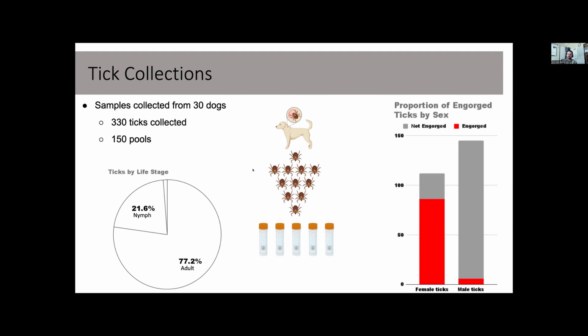We then took the 330 ticks and pooled them into 150 pools. The pools were constructed with a single female per pool, up to 5 males per pool, and up to 50 larvae or nymphs per pool. And we didn't mix ticks from different dogs, so keeping those distinct.